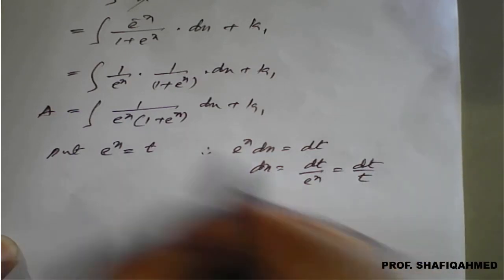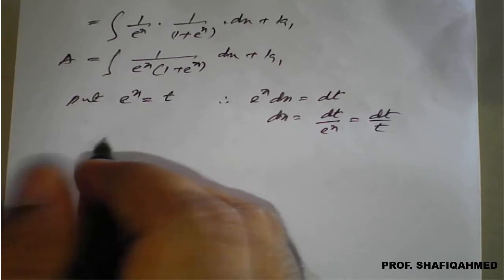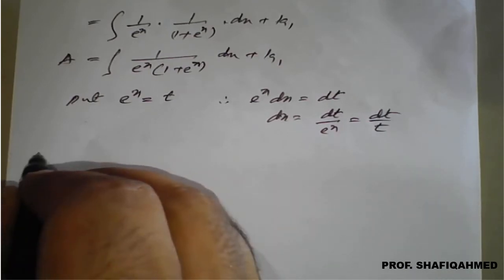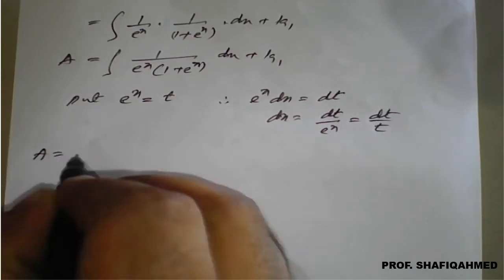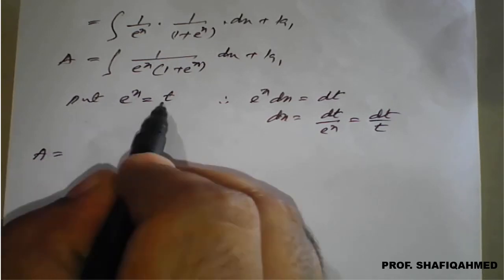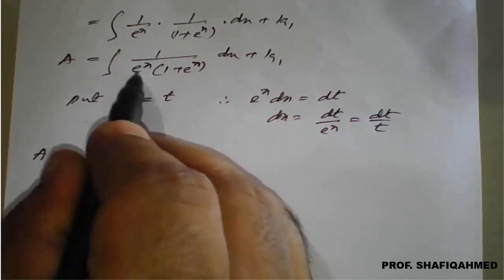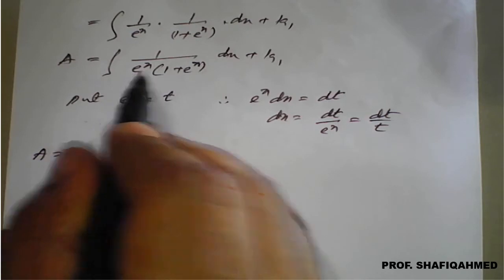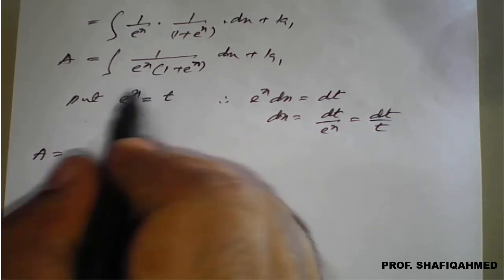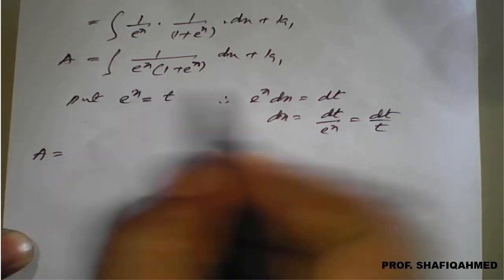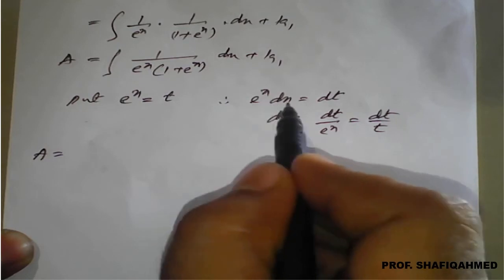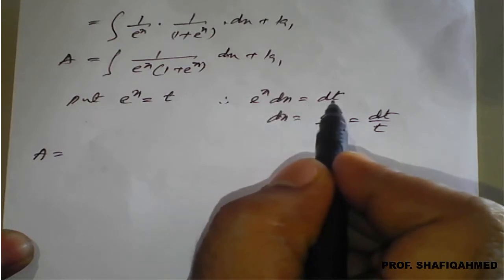So these all values will apply here. So therefore, modification in a is equal to, I'll repeat, put e raised to x is equal to t, because we have e raised to x and e raised to x here, e raised to x is t. So differentiation of e raised to x is what here? e raised to x into dx is equal to dt.